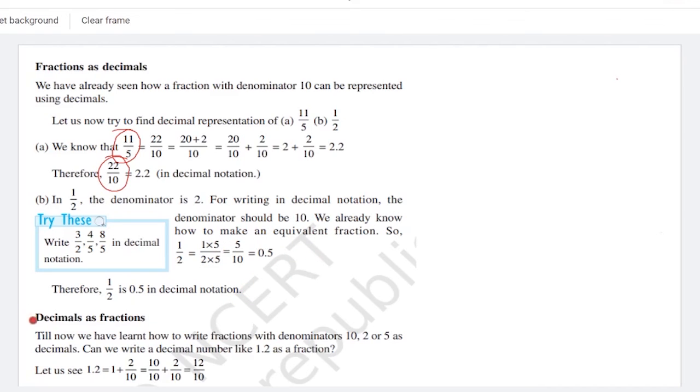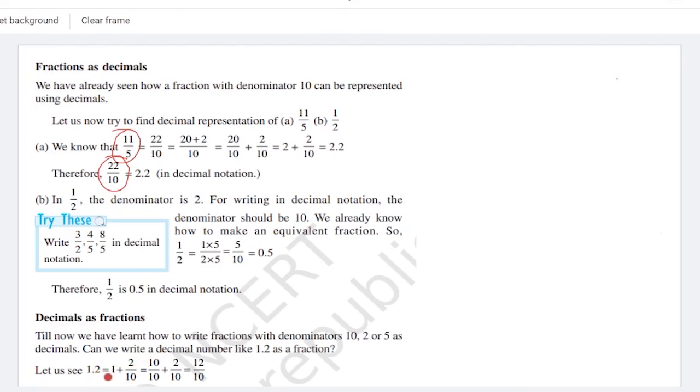Now we are going to see the reverse. This was fractions to decimals. Now decimals to fractions. How are we going to do this? Till now we have learnt how to write fractions with denominators 10, 2 or 5 as decimals. Can we write a decimal number like 1.2 as a fraction? Now let us see. 1.2 is 1 plus 2 by 10. This 0.2 is nothing but 2 by 10.